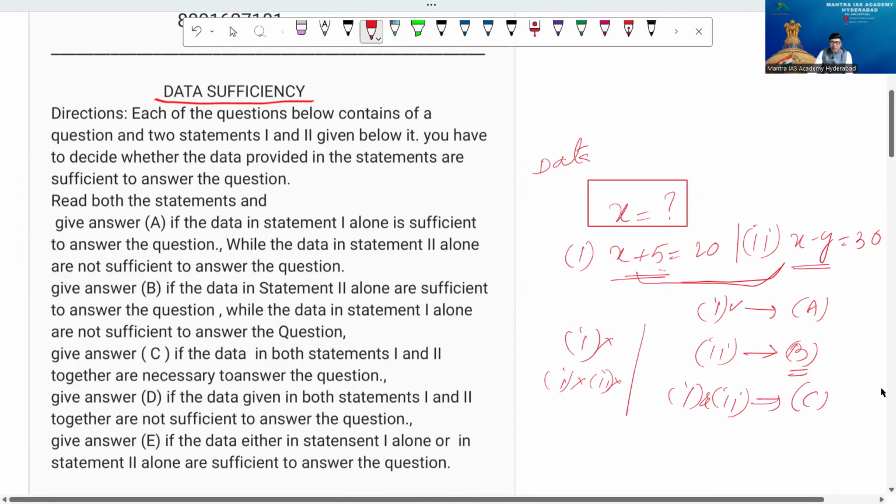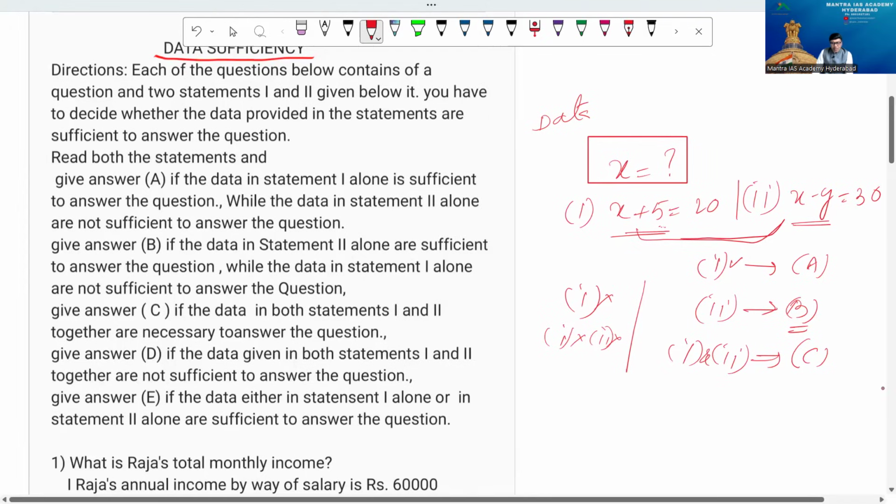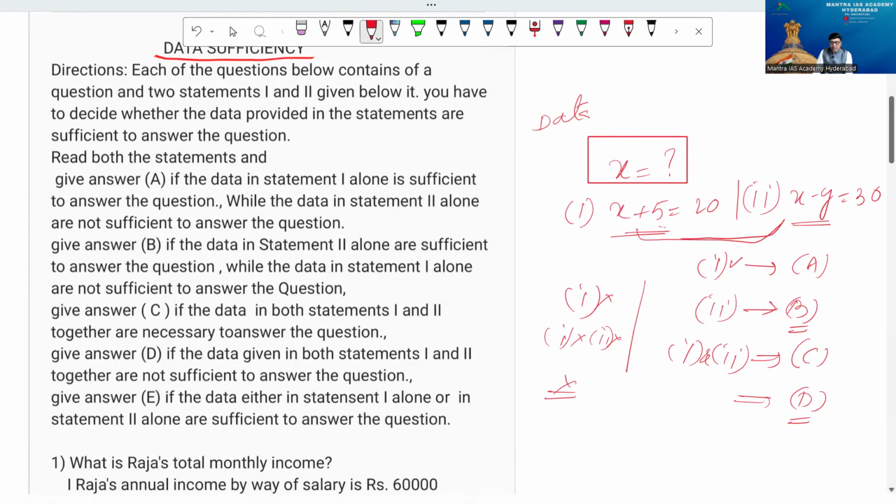Now D is when you don't get the answer individually, and even after clubbing you don't get it. That means the data is not at all sufficient to answer the question, so the answer is D. E is a very crucial one. Observe here. For option E, you get the answer by using the first statement alone, and at the same time by using the second statement also. If you get the answer individually from either statement, that is, the same answer from the first statement and also from the second statement, then we have to mark the answer as E.